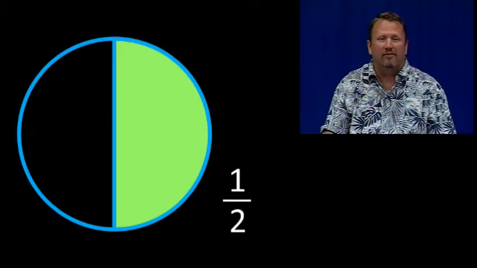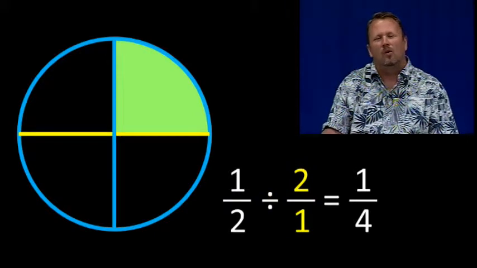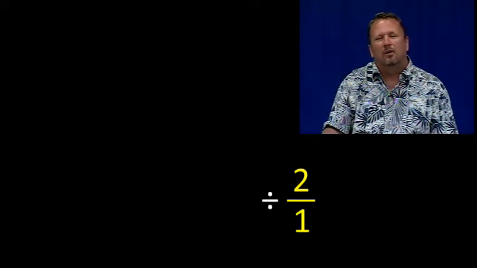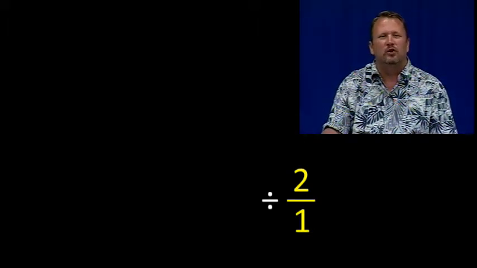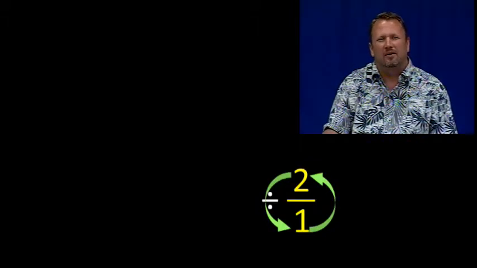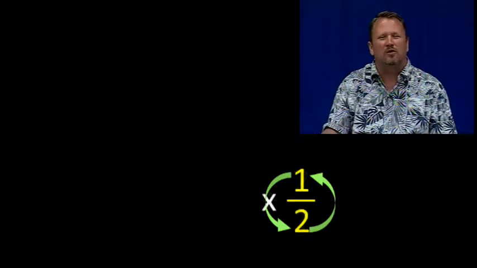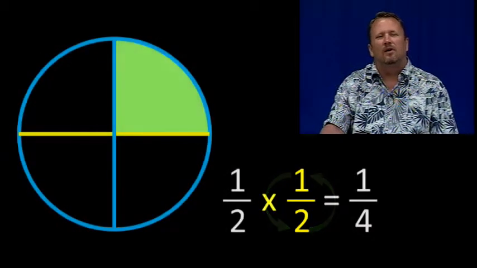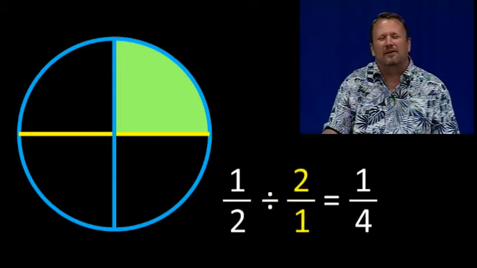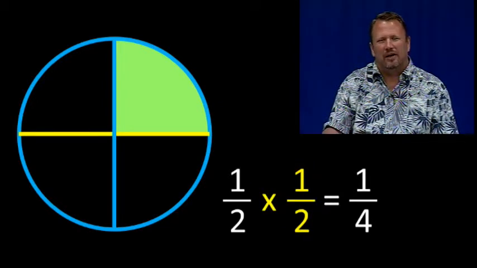If we take 1/2 and divide by 2 over 1, how do we end up with 1/4? Well, let's take a look at the divisor. Let's take a look at the number 2 over 1. Let's invert the fraction 2 over 1. Let's switch the numerator and the denominator. The inverse of the fraction 2 over 1 is 1 over 2. So dividing by 2 over 1 is the same as multiplying by the inverse of the fraction.